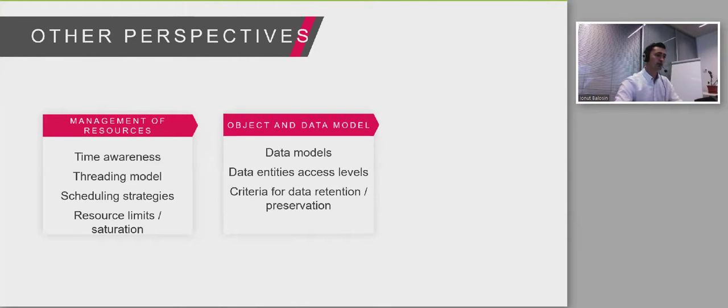Also, from the object and data model, I should know what are the models that correspond to the business entities. Do I need the models or not? What would be the entities, the data access levels? For example, do I need an ORM, or should I just do a direct connection to the DB?